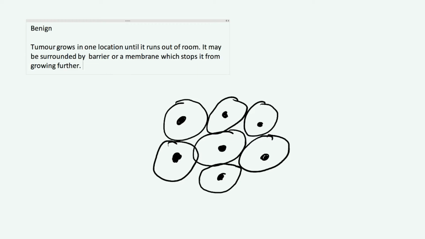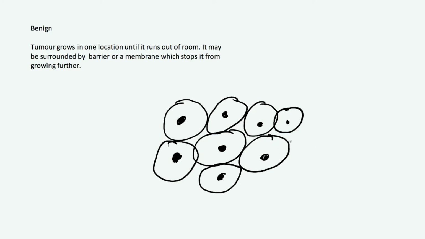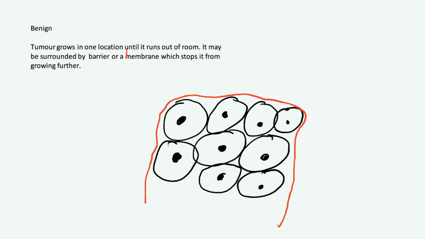Alright, and so here in my really artistic diagram, I have a group of cells, right? Now, if this carried on growing, I could draw another cell, right? It's dividing and we're getting more and more cells growing. But let's say, for example, that this is surrounded by some kind of membrane, like this. Okay, notice that now there's no room for those cells to grow further outwards, right? They can't grow out here because that membrane's in the way. And so basically they continue to grow in one location, but they're not spreading to other locations.